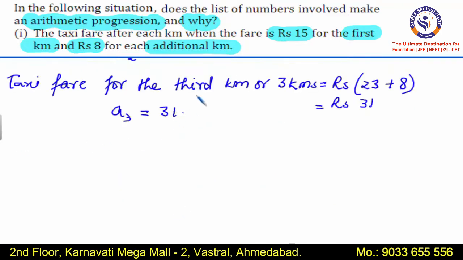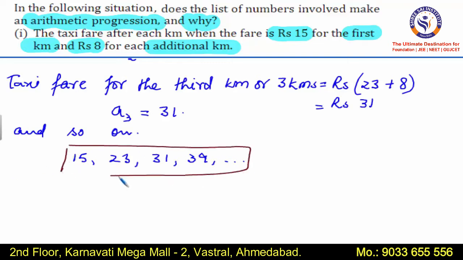Similarly, we can calculate the taxi fare for the fourth kilometer or for 4 kilometers by adding 8 to 31, and so on. We can calculate the taxi fare for each additional kilometer. Thus, we obtain the list of numbers 15, 23, 31, 39 and so on. Now, let us check this list of numbers whether this is an AP or not.